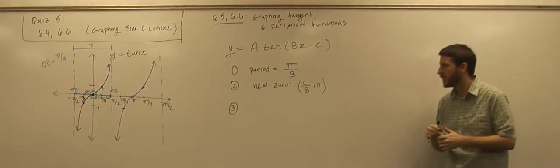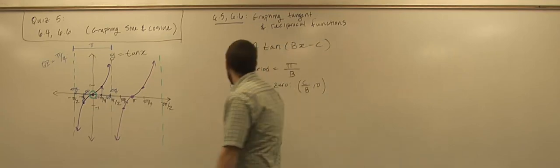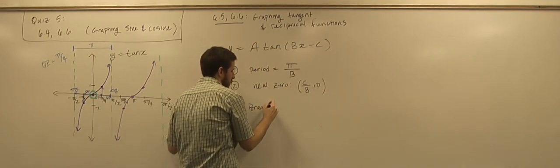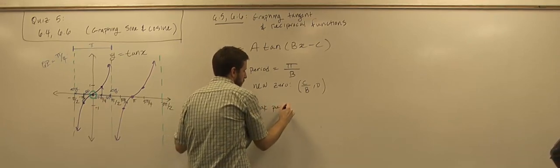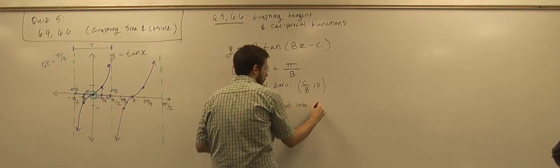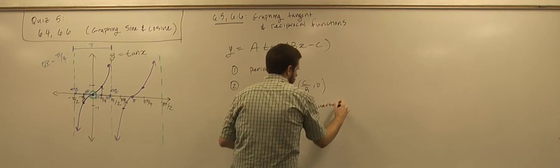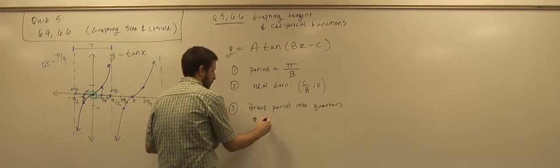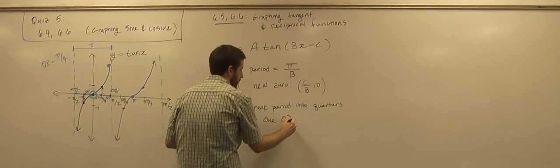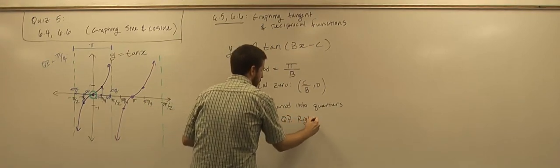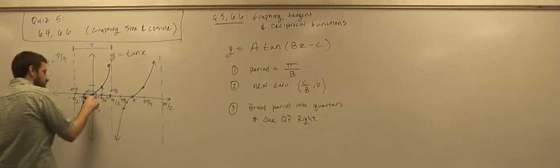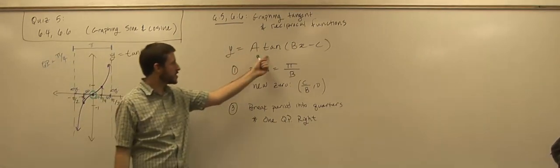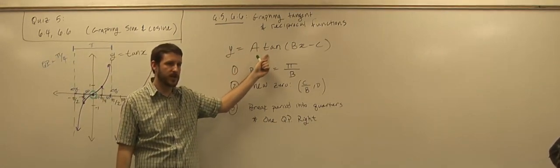Once you have the period and the new 0, you're going to break your period into quarters. Just like before. 1 quarter period to the right. On this original tangent graph, when we went 1 quarter period to the right, we got out 1. On this new tangent graph, when you go 1 quarter period to the right, what do you think you're going to have?